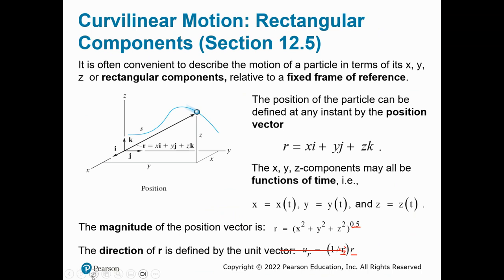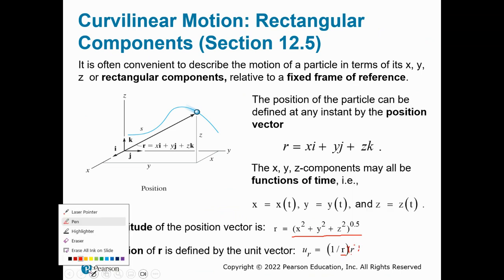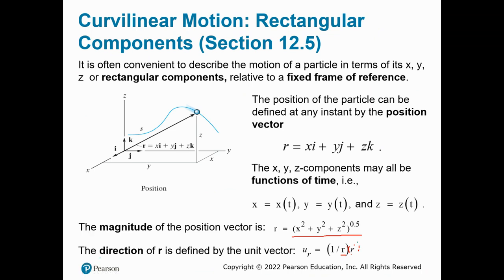This r, let me do it a little better. This r right here, inside the parentheses and in the denominator, 1 over r, refers to the magnitude of the position vector, and this r is written in a 5-degree angle. This r right here, let me use a different color, this one right here refers to the position vector.